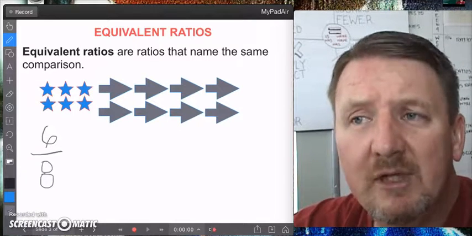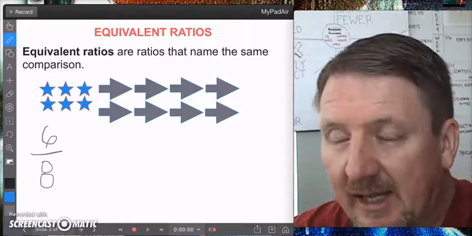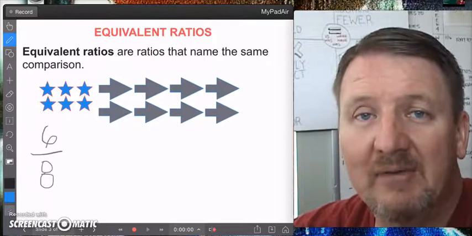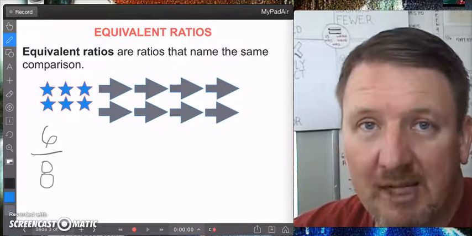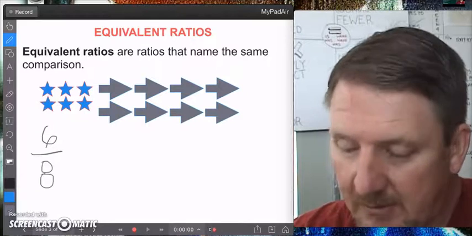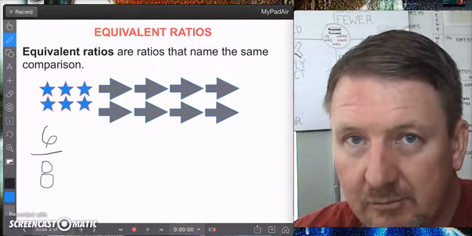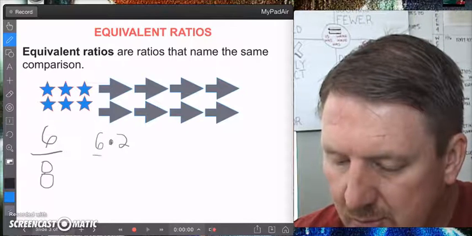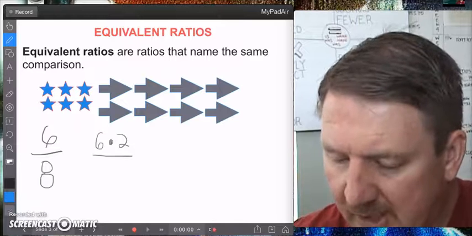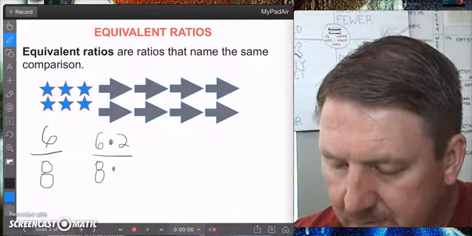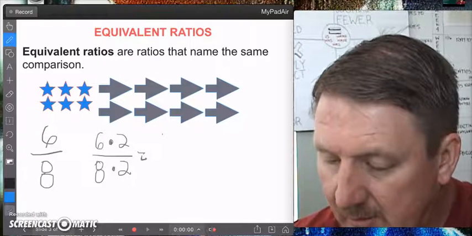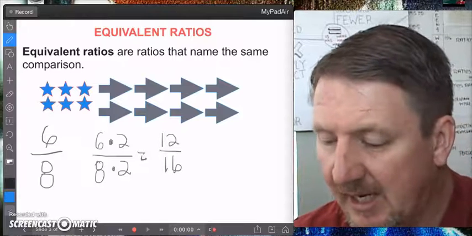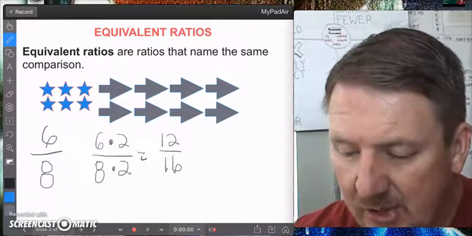An equivalent ratio of that can be expressed by either dividing both the top and the bottom numbers by the same number, or multiplying the top and bottom numbers by the same number. If I were to multiply, let's start with that. I'm going back to my original ratio of 6 over 8, and 6 times 2 and 8 times 2 would give me 12 compared to 16.